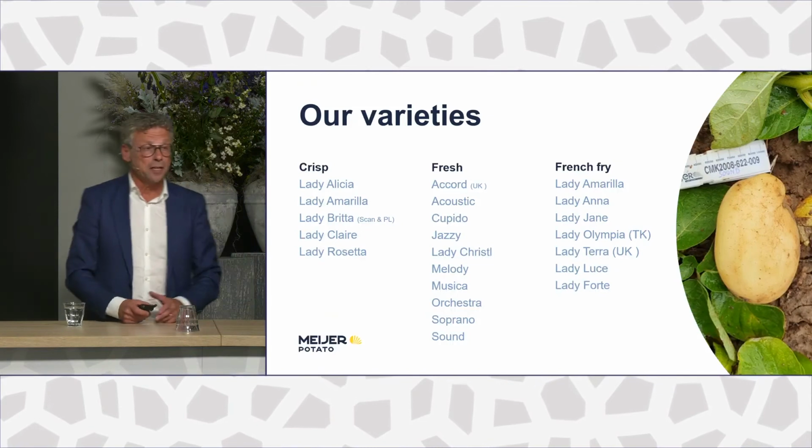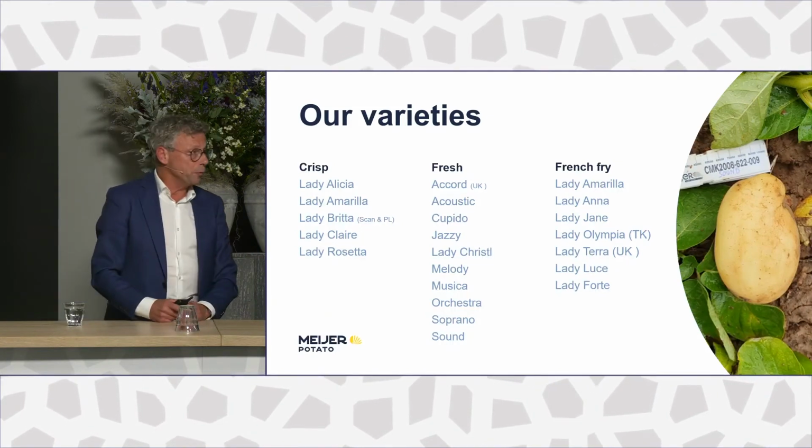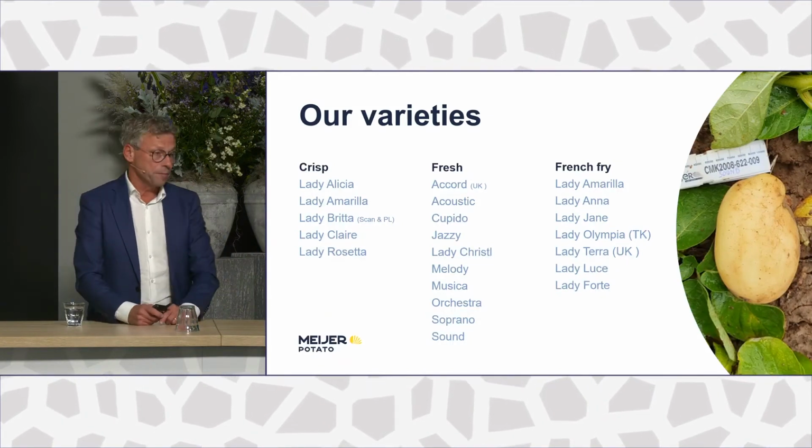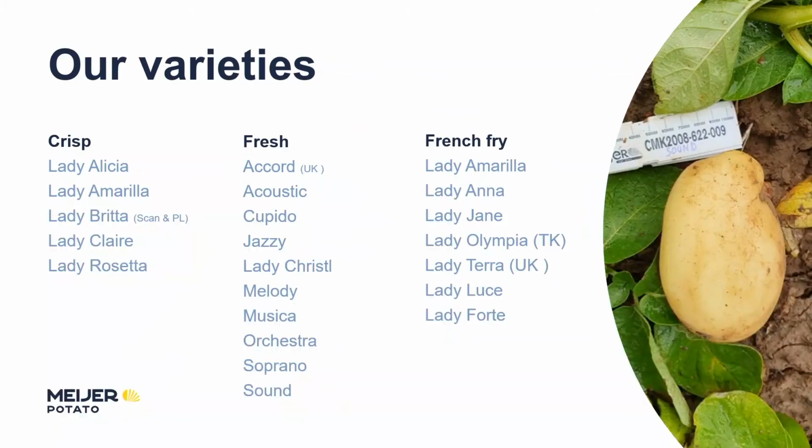Our varieties, we have in the potato, 3 segments. We have crisp potatoes, fresh potatoes, and French fries. Those are completely different markets and also different approaches in the breeding. So it's always important to have your plan ready when you are aiming for a variety in that specific group.